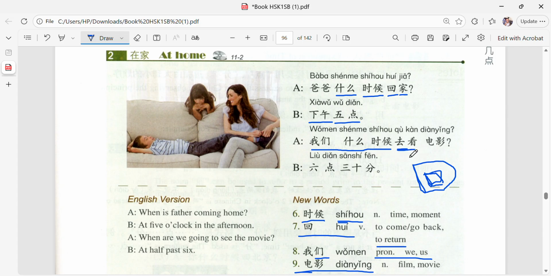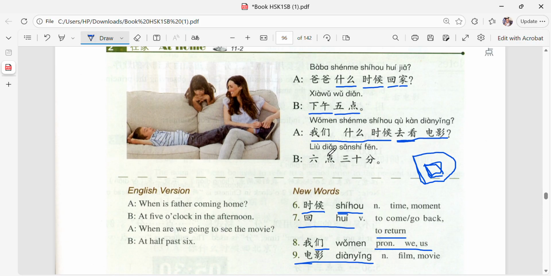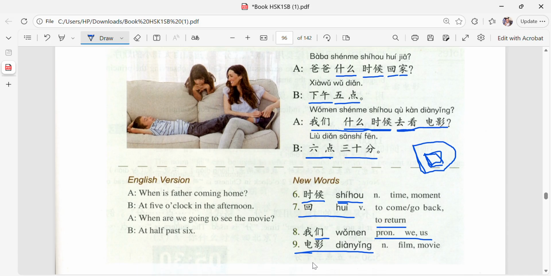我们什么时候去看电影? What time are we going to see the movie? You can shorten this: 什么时候 can either mean what time or when. Then mommy answers 6点30分. This is 6点, and 30分 is like 半. You can say 6点半 or 6点30分.